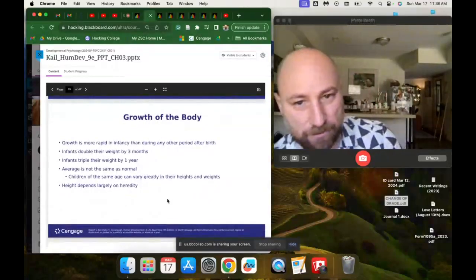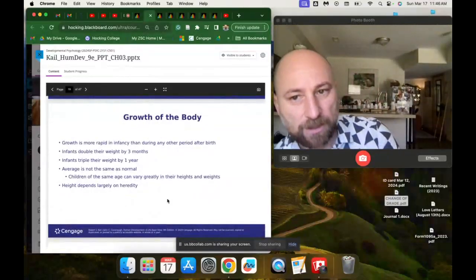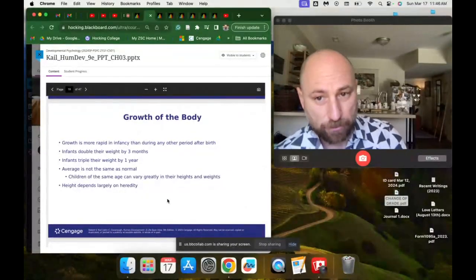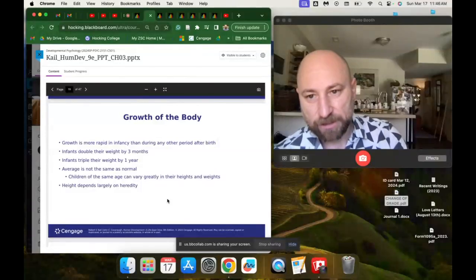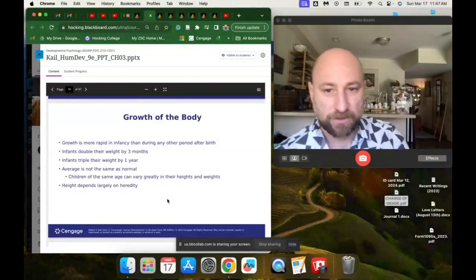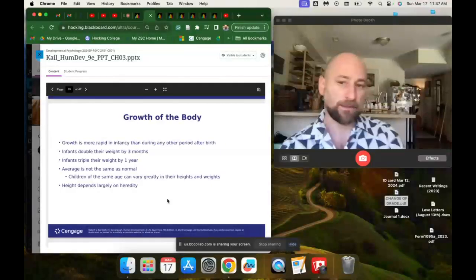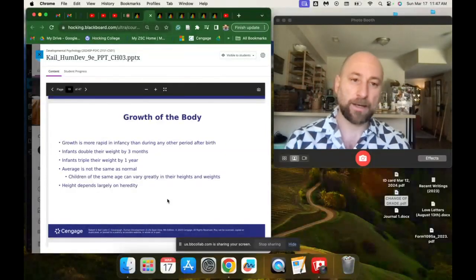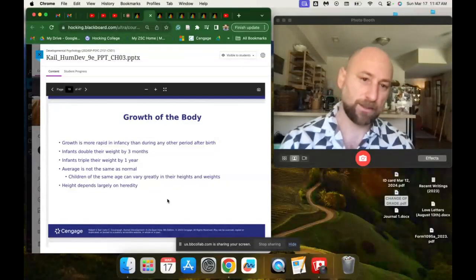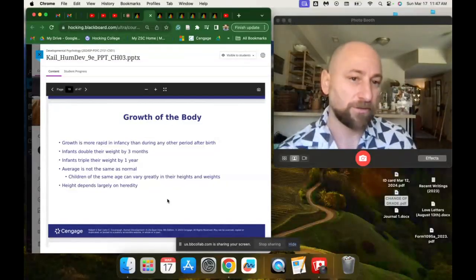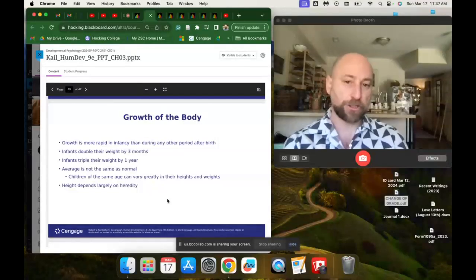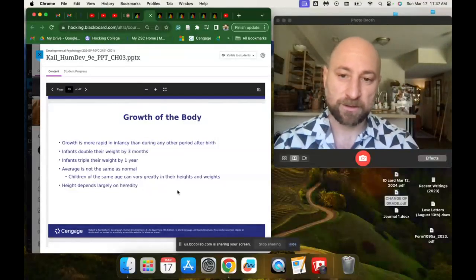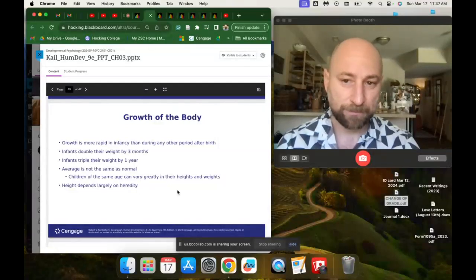Growth is more rapid in infancy than during any other period after birth. Infants double their weight by 3 months. Infants triple their weight by 1 year. Average is not the same as normal. Children of the same age vary greatly in their heights and weight. Height depends largely on heredity. Of course, height and weight can be influenced by things like mother's use of cigarettes during pregnancy and nutrition as an infant, but there's obviously a large extent of heredity.